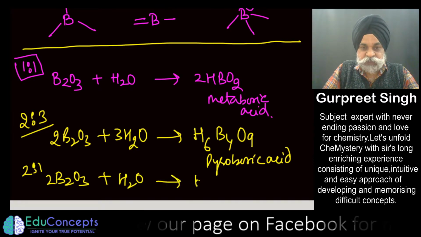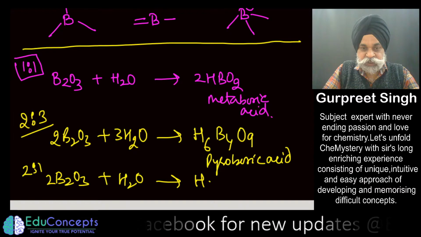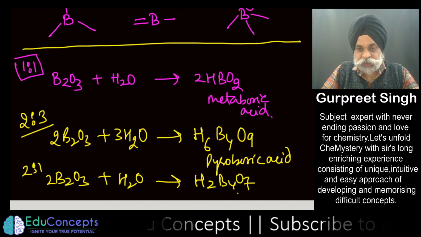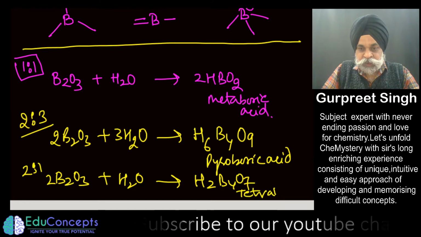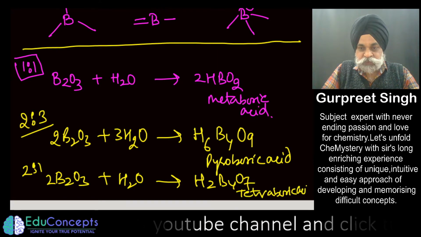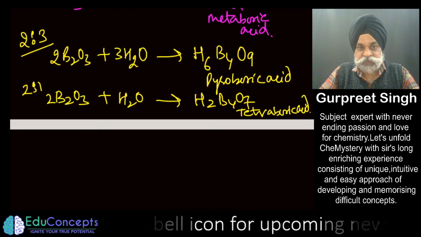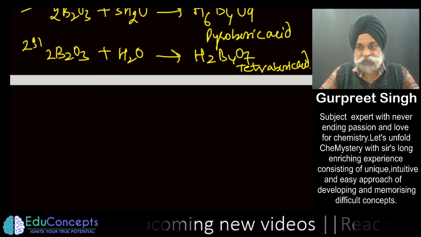Because this is the way it has to be dealt with, it is H2B4O7, so this is called tetraboric acid. Now first you have to draw the structure of these, then I will tell you the intuitive mechanism by which you can think of how these reactions are proceeding.